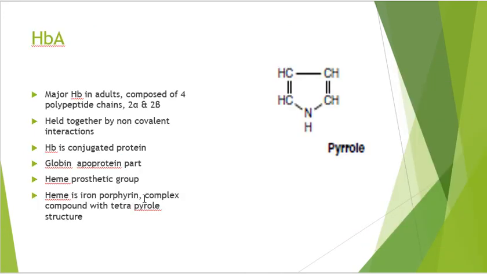Hemoglobin A, or the adult hemoglobin. The major hemoglobin in adults is composed of 4 polypeptide chains, 2 alpha and 2 beta. They are held together by non-covalent interactions. Hemoglobin is a conjugated protein. Globin is the hemoprotein part, while the heme is the prosthetic group. Heme is an iron porphyrin complex compound with a tetrapyrrole structure.